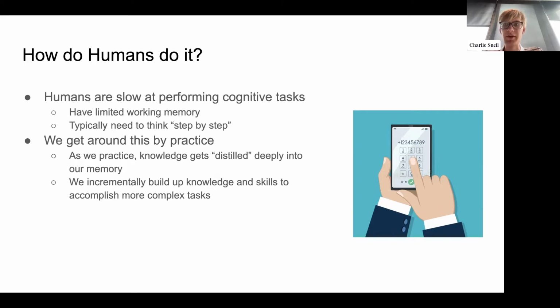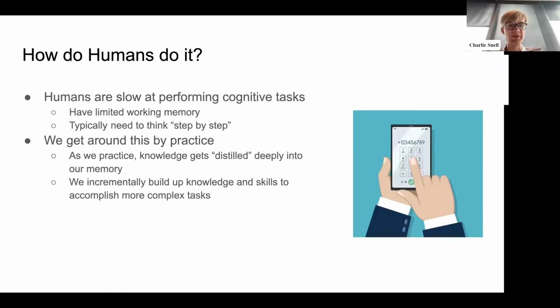A very straightforward example of this could be, suppose you want to dial your friend's phone number. The first couple times you might need to consciously recall your friend's phone number or even go look it up somewhere. After you've done this a whole bunch of times, the act of dialing your friend's phone number will become distilled into your muscle memories to the point where you won't even have to think about it. It's just something you do.